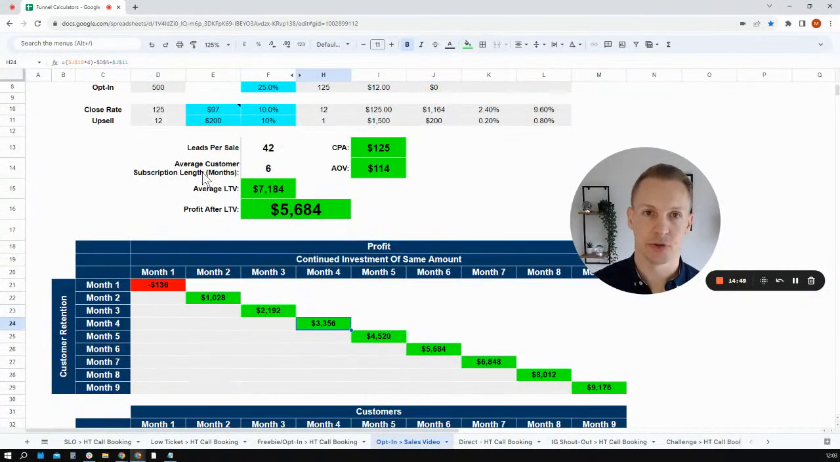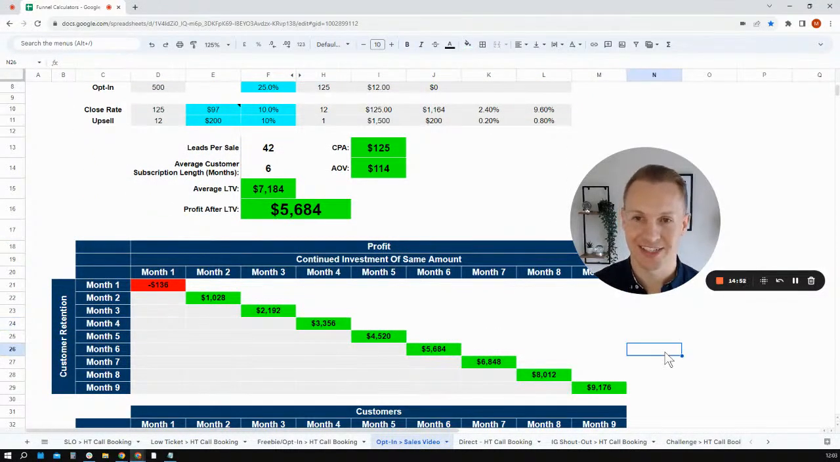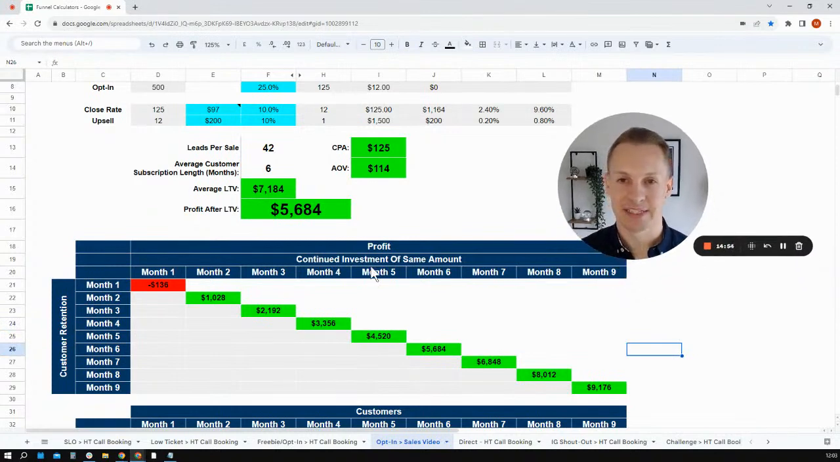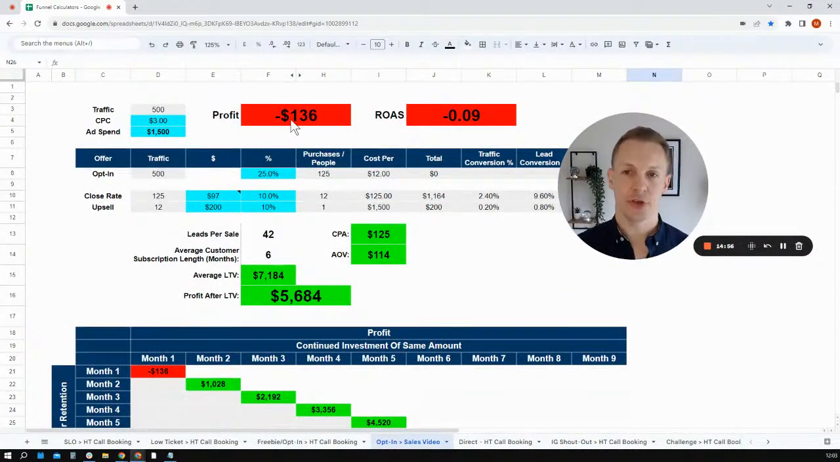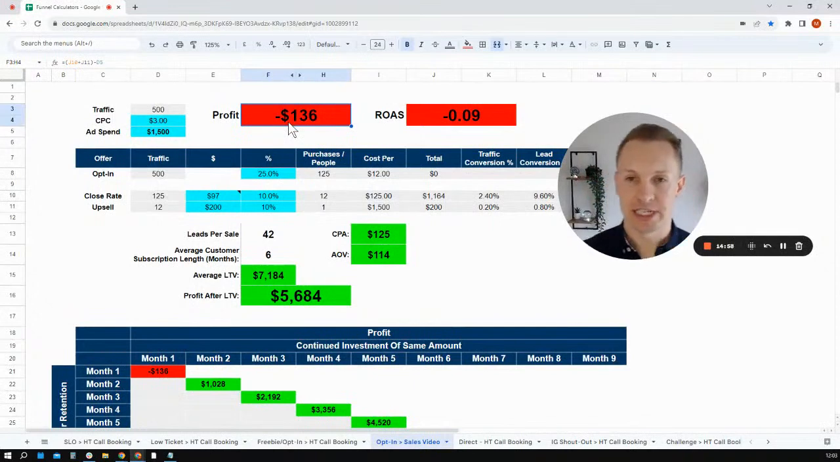Obviously, it did take me a bit of trial and error to make sure we get the equations correct on these things, but yeah, a bit of time there. But listen, I've got a couple of options here when it comes to my month one negative profit. Either I can just take the hit if I have enough money in the bank.